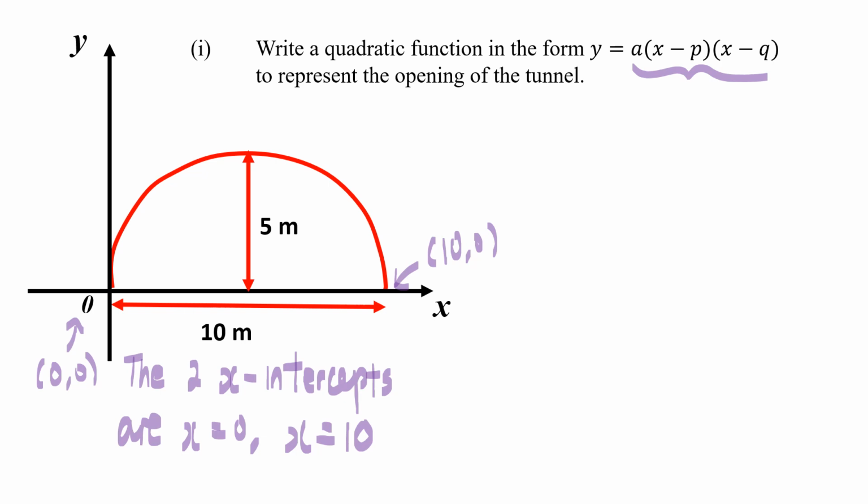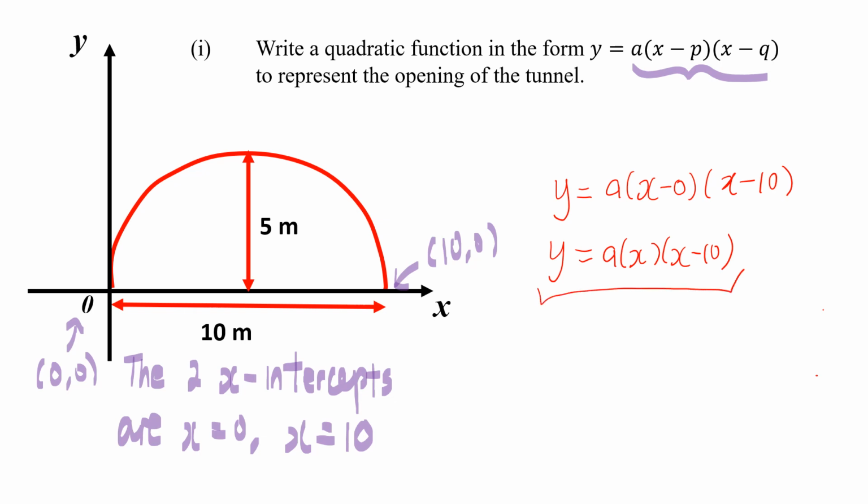So how can we make use of these two pieces of information to substitute into the equation? Let's try. I will have y equals a times (x minus 0) times (x minus 10). If you simplify further, x minus 0 gives you x, and x minus 10 stays as x minus 10. If you examine this quadratic function, there is still an unknown, which is the constant a, and you need to find it.